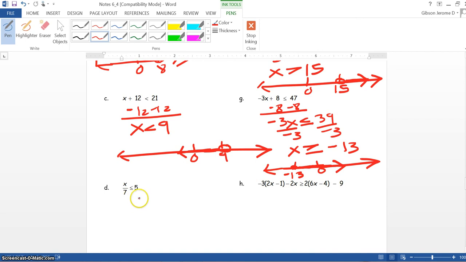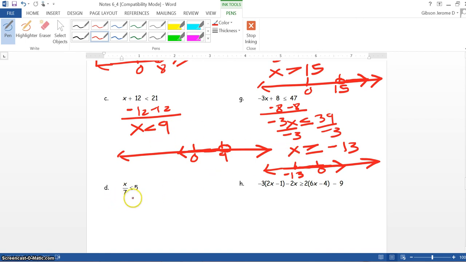Now one other thing before we go to D here. The reason why we want the variable on the left hand side is because we could just follow the direction of the inequality. You notice this is pointing to the right. Our arrowhead points to the right. This one here is pointing to the left. Our arrow goes to the left. So that is the reason why we put the variable on the left hand side.